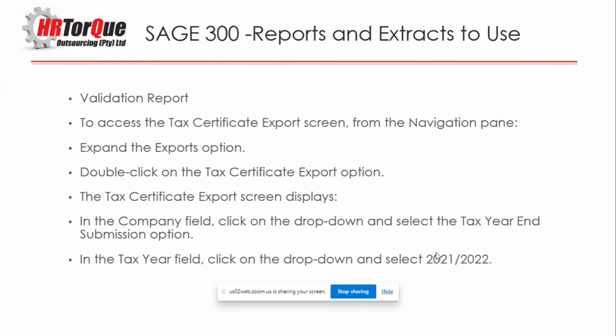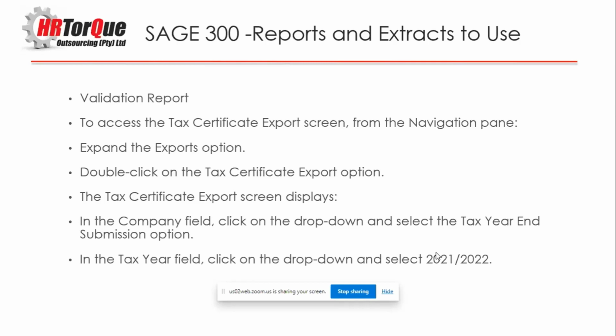So on Sage 300, you have your validation report. This is there to show any exceptions on the employee information that you might find on the system, input that hasn't been entered into the system. So to access this report, you would go to your tax certificate export screen from the navigation pane. You would expand the exports option. You would double click on the tax certificate export option.